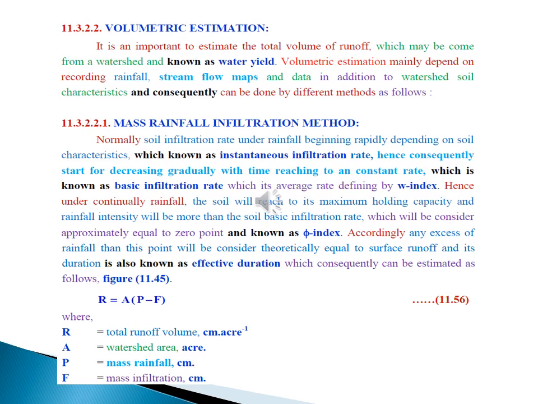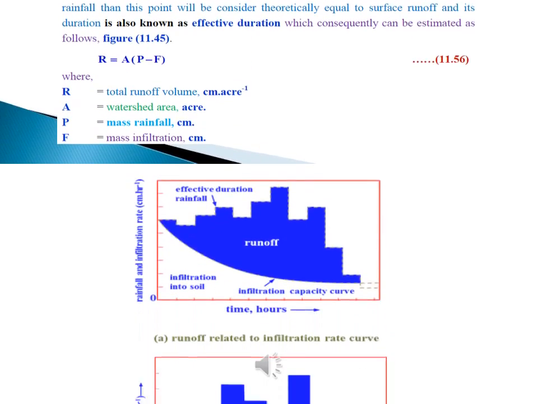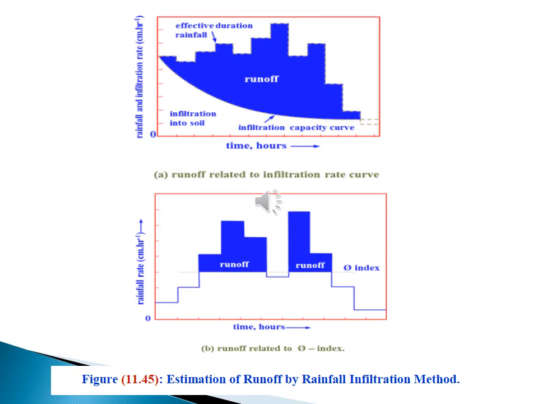Look, my dear, any excess of rainfall over the W index will be considered theoretically equal to surface runoff, and its duration is also known as the effective duration, which consequently can be estimated as shown in the enclosed equation and figure also. Figure showing the estimation of runoff by the rainfall infiltration method.